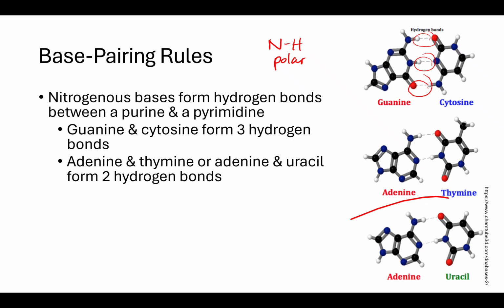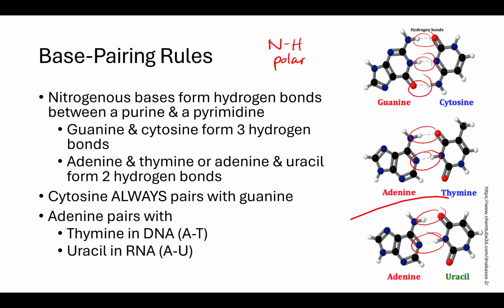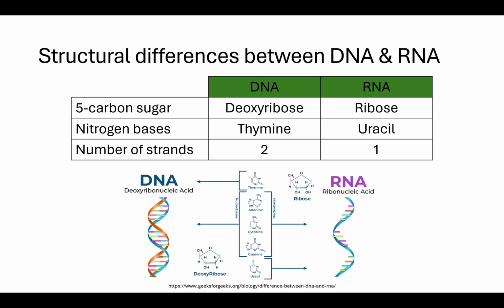And then hopefully you remember that you form different bonds with adenine depending on which of the molecules you're talking about, but adenine always forms 2 hydrogen bonds with whatever it's pairing with. The difference is that while cytosine always pairs with guanine, adenine pairs with something different in DNA. It pairs with thymine, but there is no such thing as thymine in RNA, so instead it pairs with uracil. And we'll go over that more when we talk about genetics later.